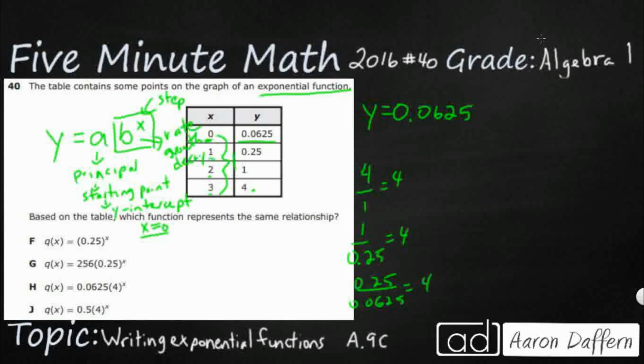And this only works because your x coordinates are steps of 1. So that means that is going to be your b, or that is your growth rate, that 4, because that's how much they went up each time. And then we go like this.